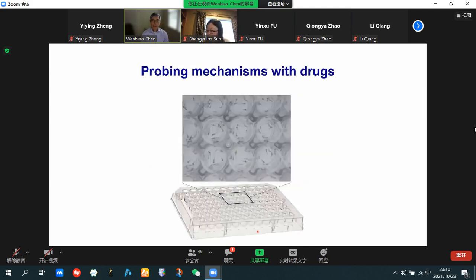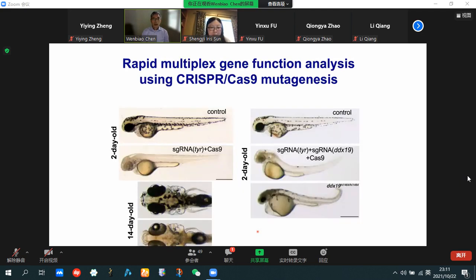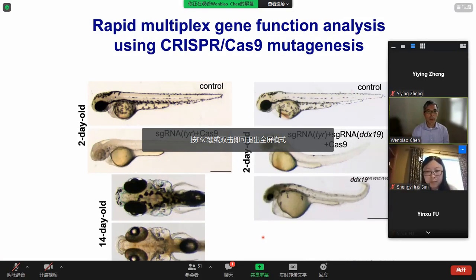So just showing the size of the fish, we usually start at 1 to 2 weeks of age, and those are about 3 to 5 millimeters in length. So you can put multiple fish in one well in a 96-well plate to do drug screens. And we can do genetic analysis very quickly by using CRISPR-Cas9. This shows an example we published when CRISPR-Cas9 was first described.